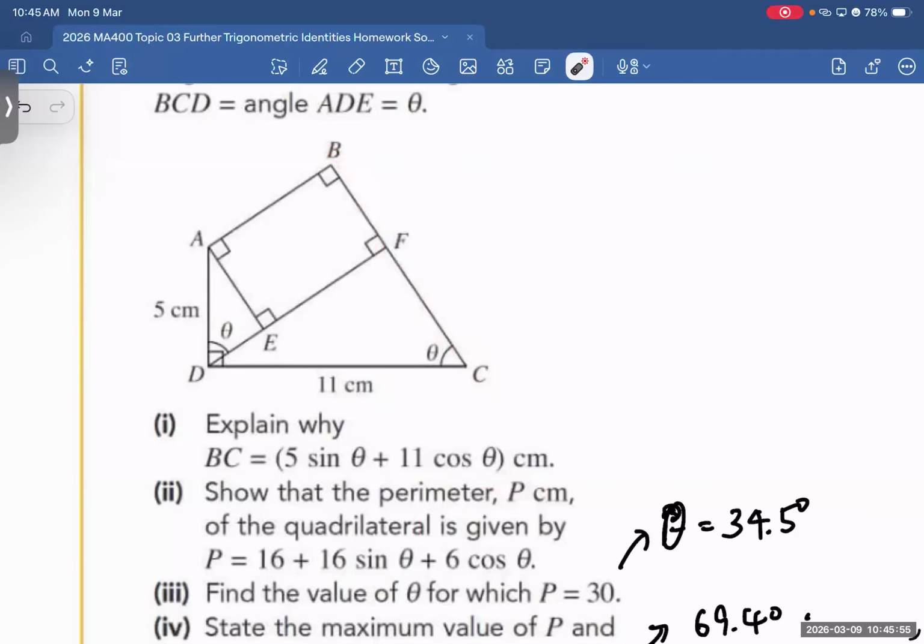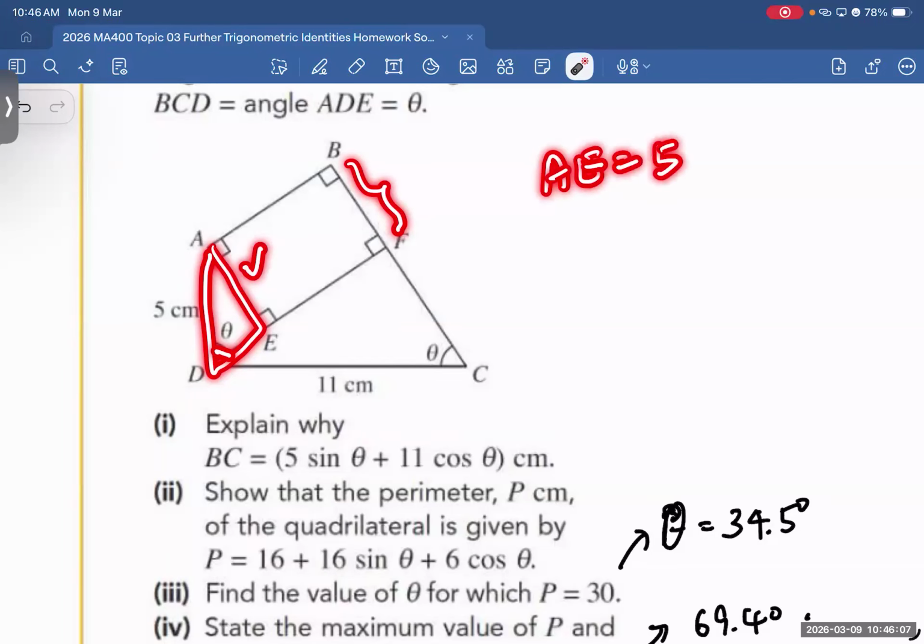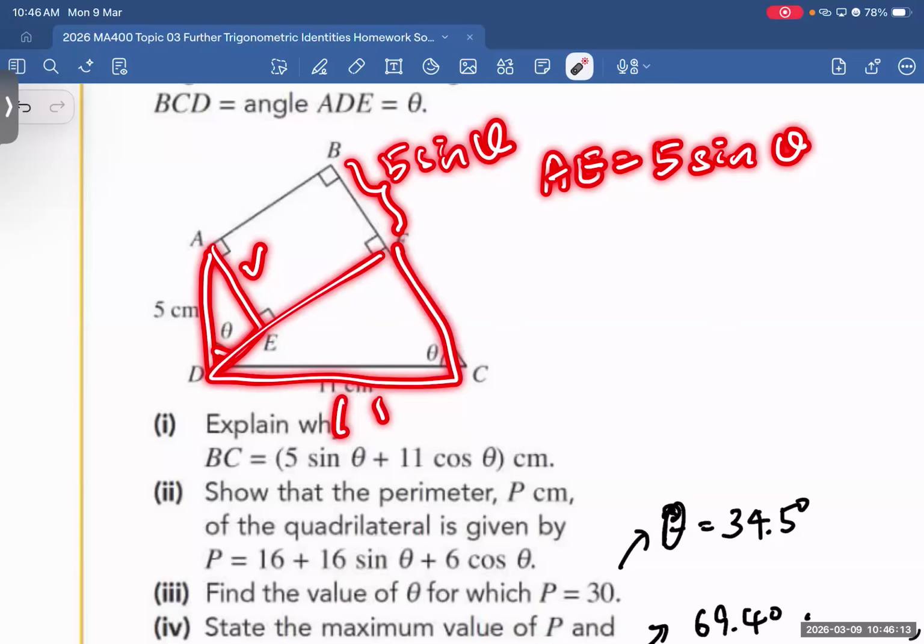Okay, so I want to find BC. I want to find BF. So I look at this triangle. AE will have to be 5 sine theta. That means this is also 5 sine theta. Now then I look at this triangle. This is 11, this is theta. So what will this be? This will be 11 cos theta. That's why you get BC.